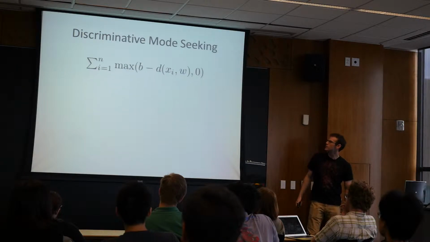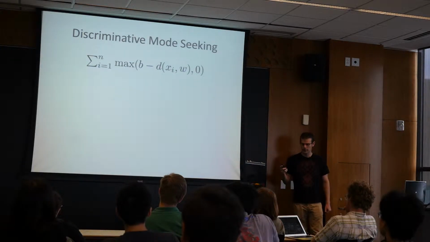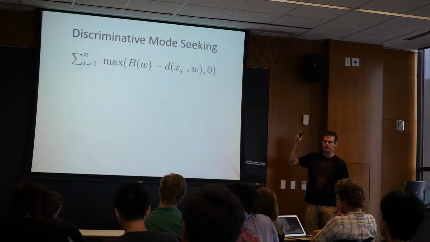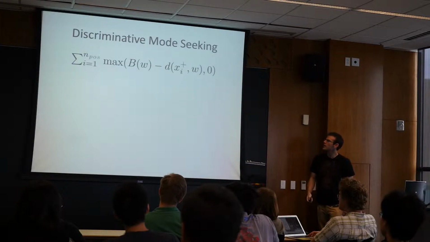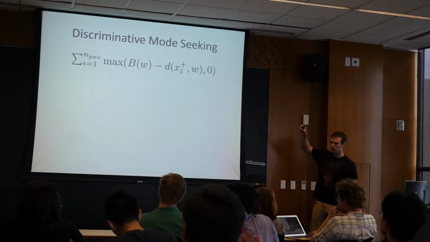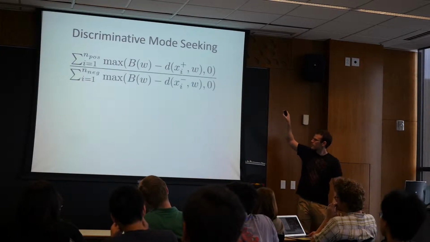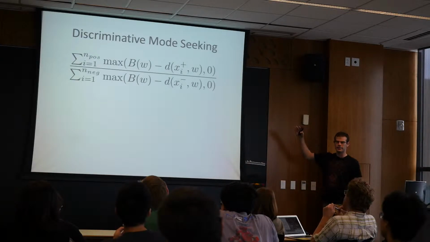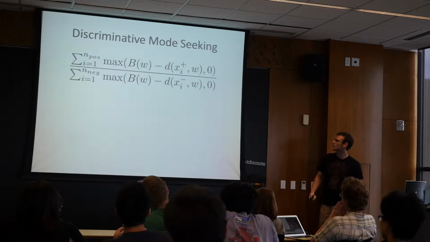Now, we want to use an adaptive bandwidth with this. So we change that constant lowercase b to be a function of W. And then we only want to maximize with respect to the positive data divided by the same estimate for the negative data. So now this is an estimate of the density ratio.